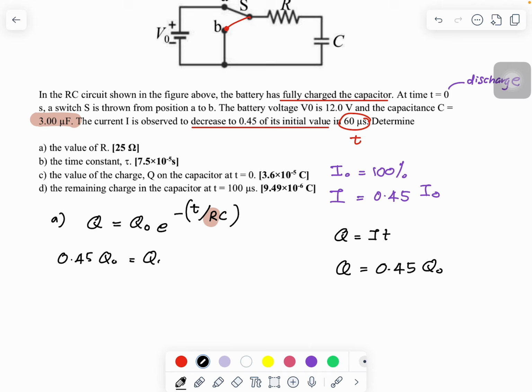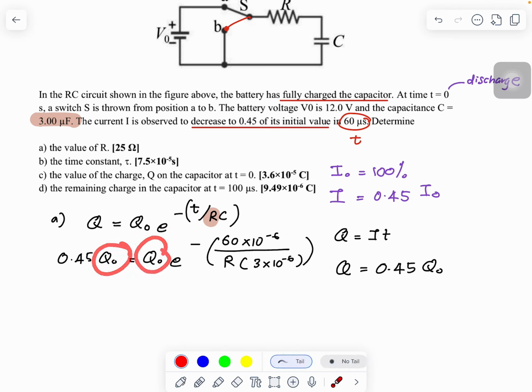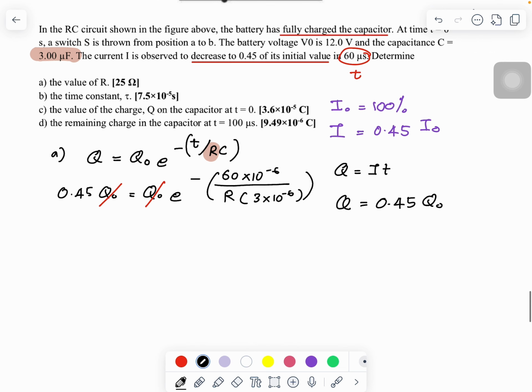And then Q naught is just Q naught. We don't know the exact value, but we know it's 100%. T is 60 micro, and then divided by R is what we want to find. C, capacitance is 3 micro. As you can see here, Q naught walaupun kita tidak tahu, but since they are on both sides, we can cancel out. And then kamu tekanlah calculator. So here it will be R equal to 25 ohm. Okay, so that's the first one.